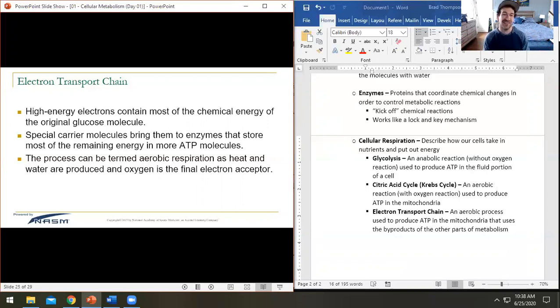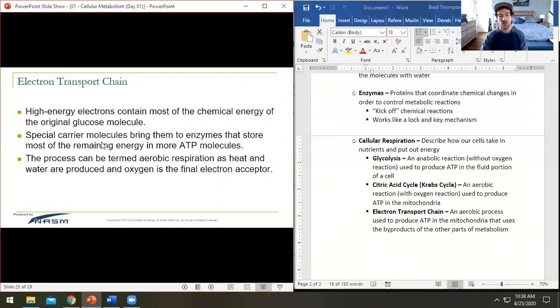So last little bit here, the electron transport chain. High energy electrons, which is the NAD and the FAD, right, contain all this chemical energy from that original glucose molecule. That glucose molecule does not look like glucose at all anymore, right? Now it looks like NAD and FAD.